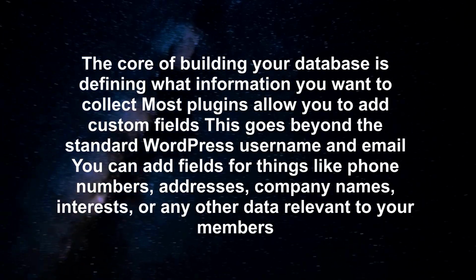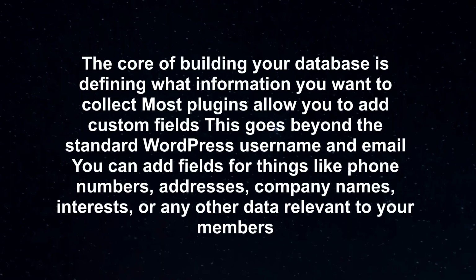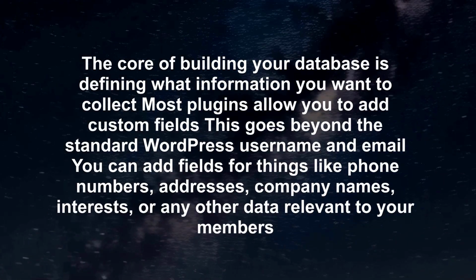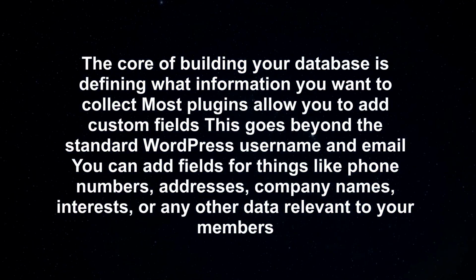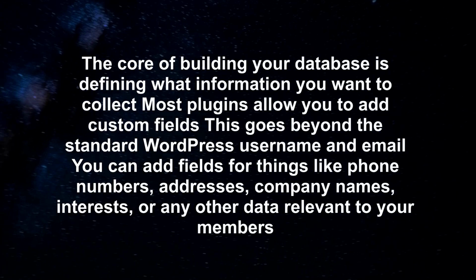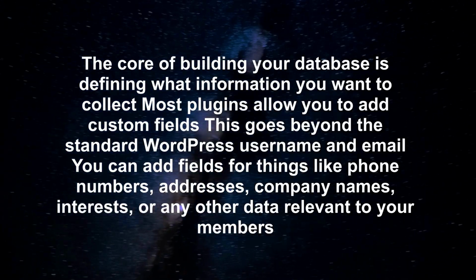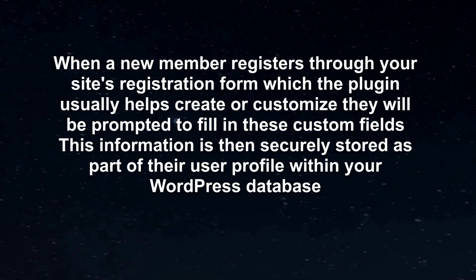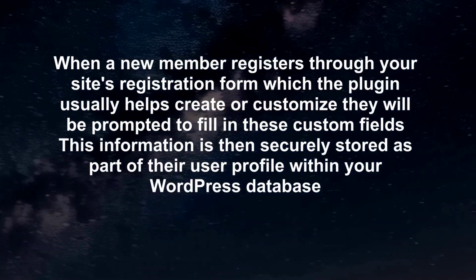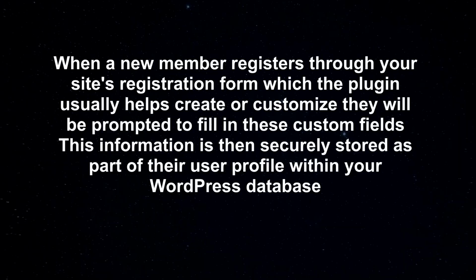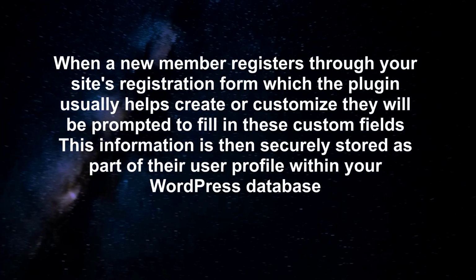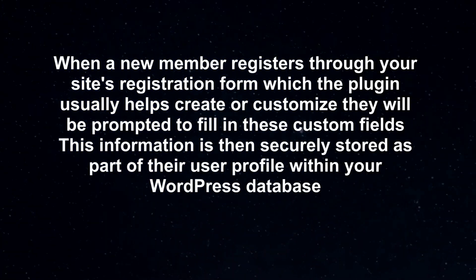The core of building your database is defining what information you want to collect. Most plugins allow you to add custom fields. This goes beyond the standard WordPress username and email. You can add fields for things like phone numbers, addresses, company names, interests, or any other data relevant to your members. When a new member registers through your site's registration form, which the plugin usually helps create or customize, they will be prompted to fill in these custom fields. This information is then securely stored as part of their user profile within your WordPress database.